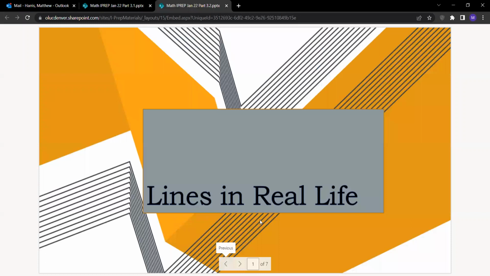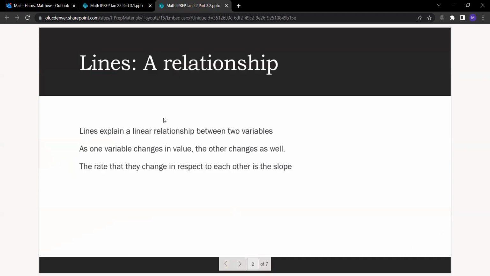So this is going to be section 2 of part 3. In this section, we're going to talk a little more about lines and specifically what lines represent. Lines explain a linear relationship between two variables. As one variable changes in value, the other changes as well. Kind of how we're talking about rise over run: as it goes over, it also goes up or down, or sometimes it doesn't do either, and that's when your slope is 0. But the rate that they change with respect to each other is the slope.